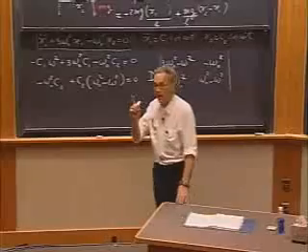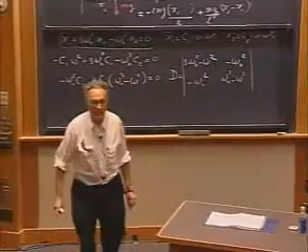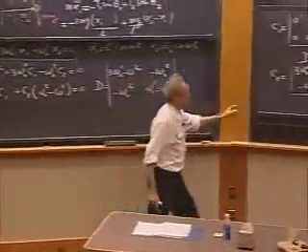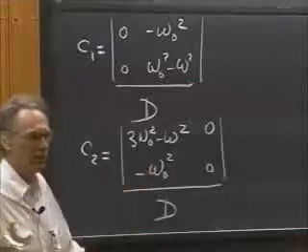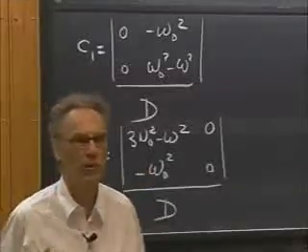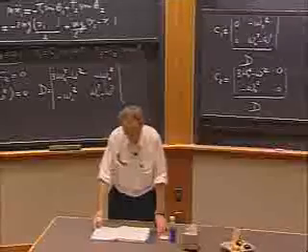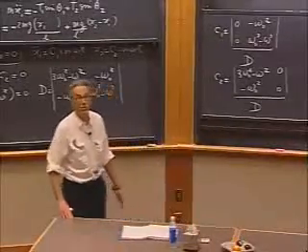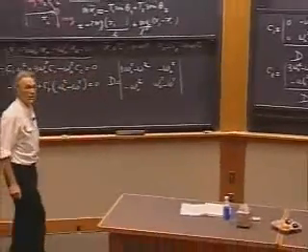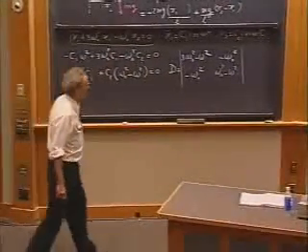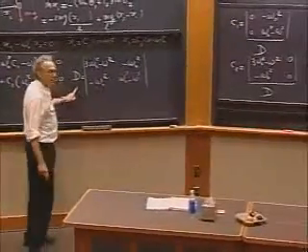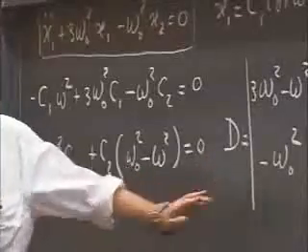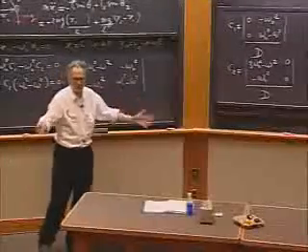And the only way that we can avoid that is to demand that D becomes 0. Because now you get 0 divided by 0, and that's a whole different story. That's not necessarily 0. And that then is the idea behind getting the solutions for the normal mode frequencies. So we must demand, in this case, that this becomes 0. Otherwise you get trivial solutions which are of no interest.